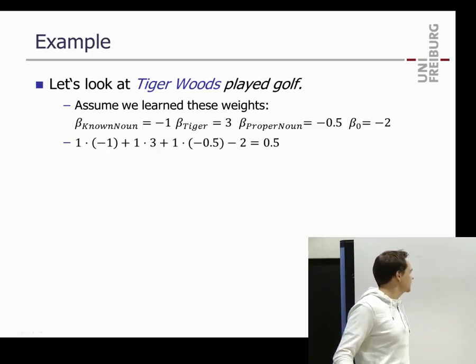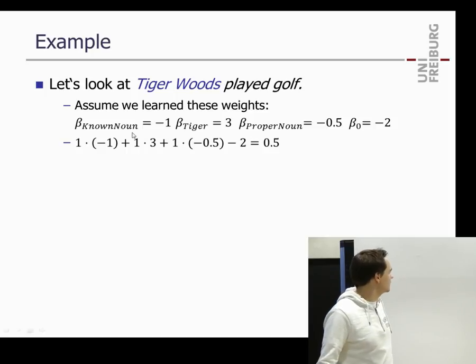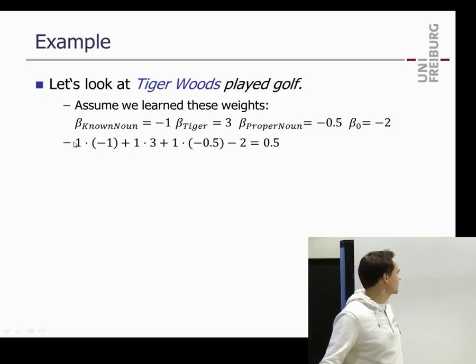Now what you do is you just multiply again. In our case, all of the features have the value 1, because tiger, yes, this is a tiger. Noun, yes, it is a noun. Proper noun, yes, it is a proper noun. So all of the values here are 1. These are these. And then you multiply them with the weights.